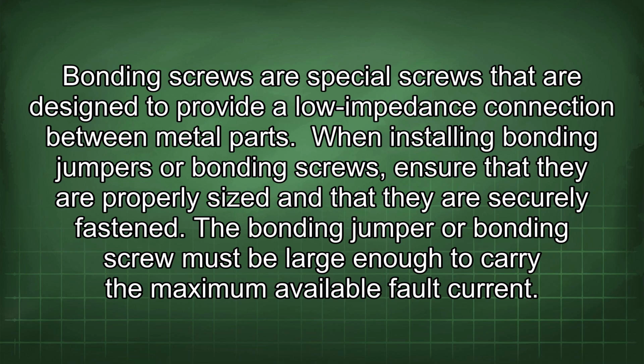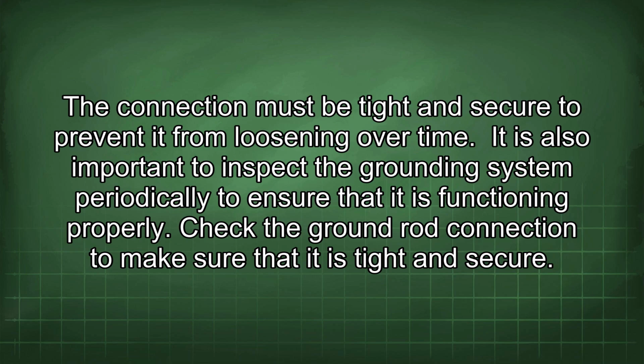When installing bonding jumpers or bonding screws, ensure that they are properly sized and that they are securely fastened. The bonding jumper or bonding screw must be large enough to carry the maximum available fault current. The connection must be tight and secure to prevent it from loosening over time. It is also important to inspect the grounding system periodically to ensure that it is functioning properly.